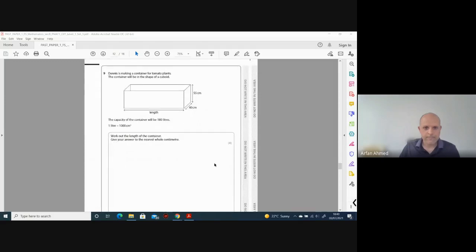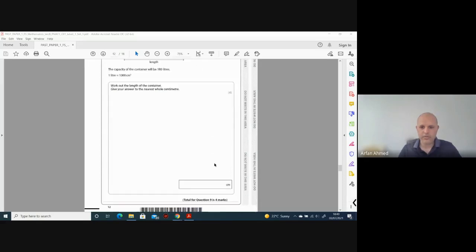All right. Dennis is making a container for tomato plants. The container will be in the shape of a cuboid. The capacity of the container will be 180 liters. 1 liter equals 1,000 centimeter cubed. Work out the length of the container. Give your answer to the nearest whole centimeter.